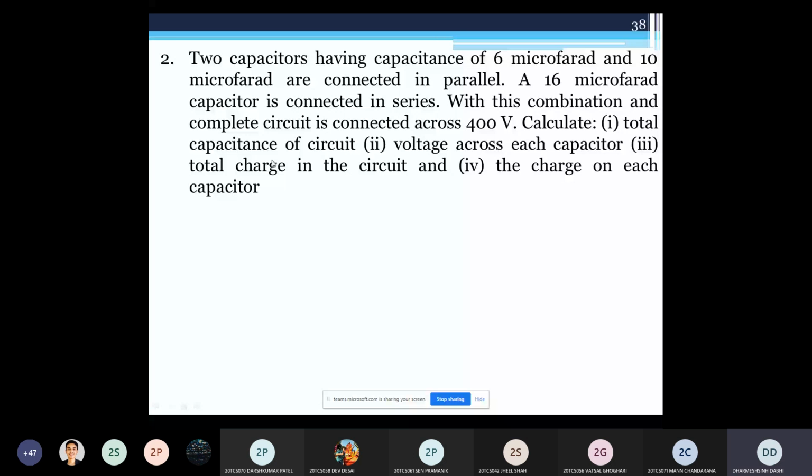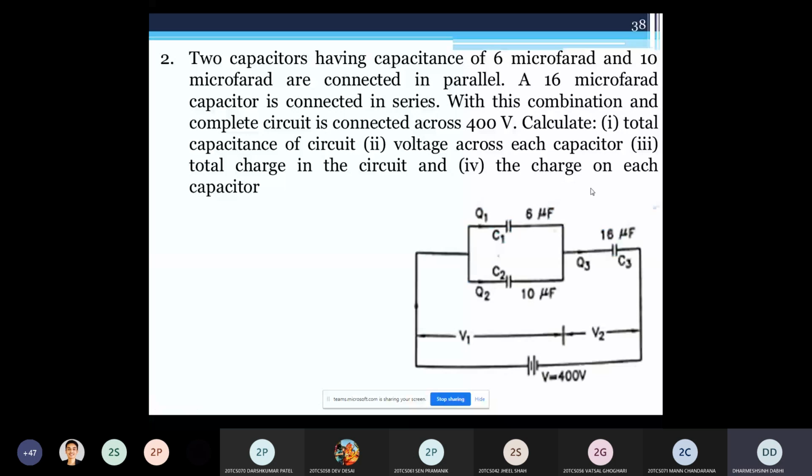Second, voltage across each capacitor. And third one is total charge in the circuit. And fourth one is charge on each capacitor. So that part I give you for homework.